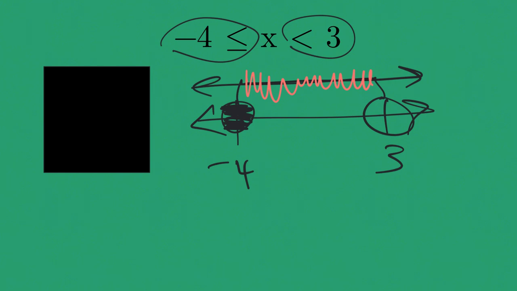And that's kind of the deal with these compound inequalities: they've got to meet a couple of conditions, so to speak. Values that are less than 3 and greater than or equal to -4.